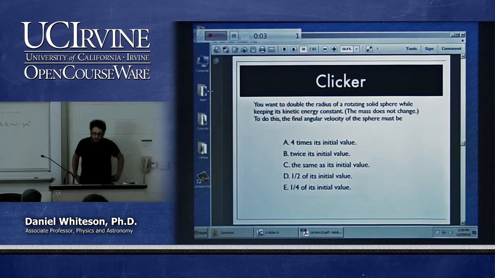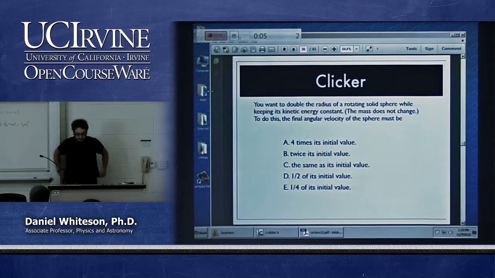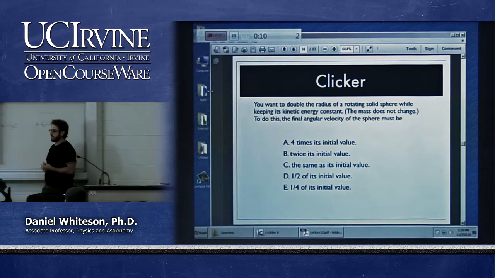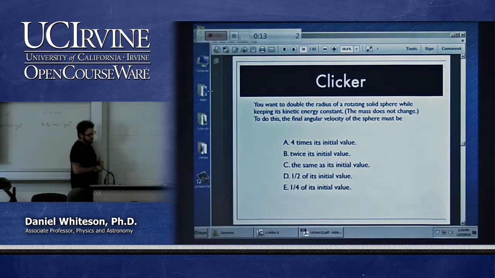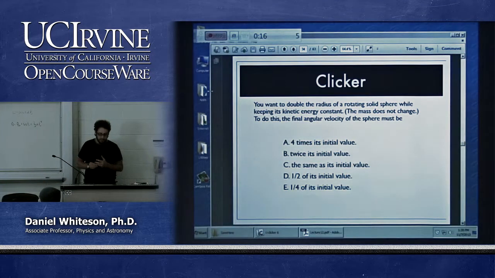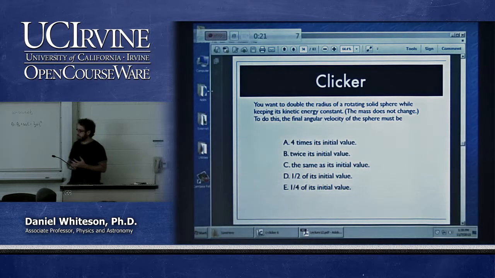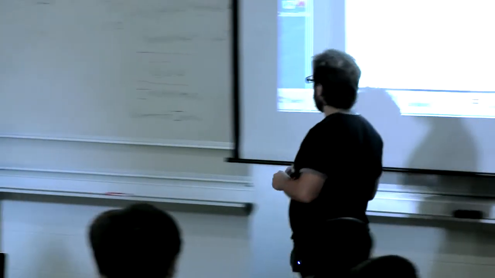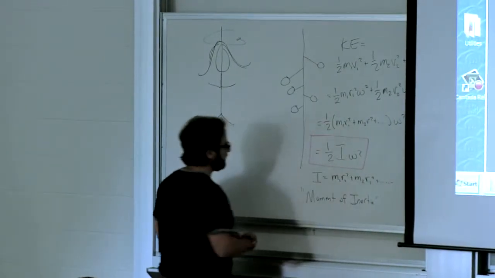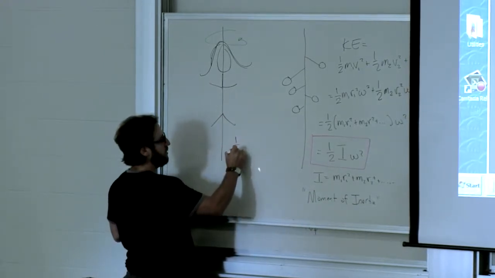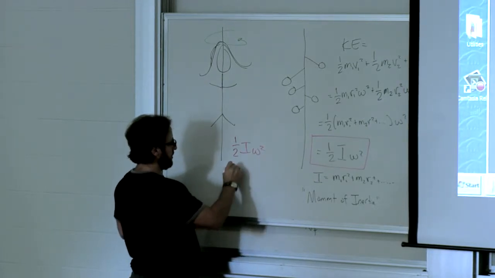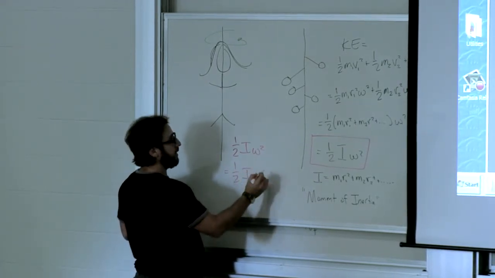You have a rotating solid sphere and you want to double its radius while keeping its kinetic energy constant and keeping its mass constant. To do this, the final angular velocity has to have what relationship to the initial angular velocity? Right, so kinetic energy is constant, right? This is 1/2 I omega squared, which is equal to 1/2 I omega squared.